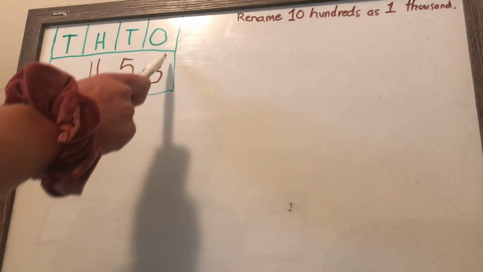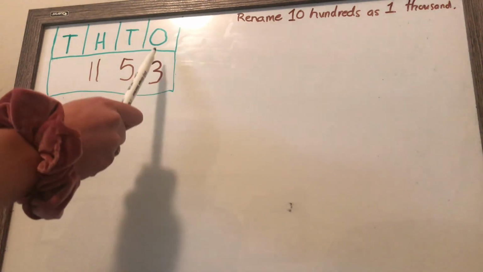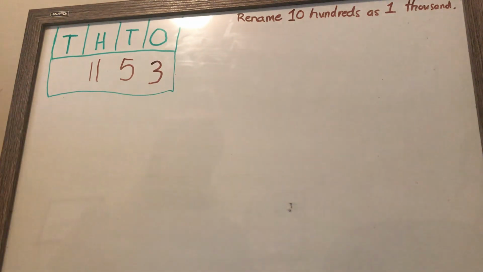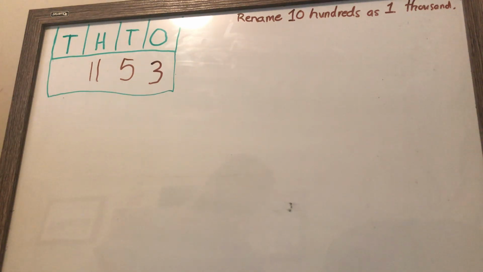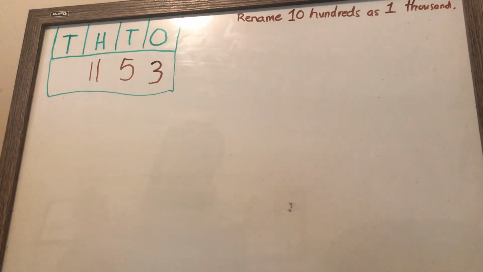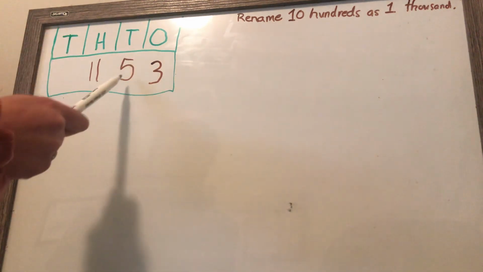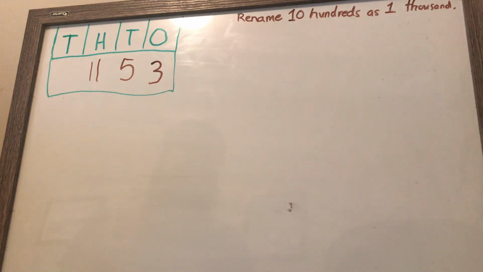Nope. 3 fits right in our one spot because we know that we can have up to 9 ones in our ones place value chart. So 3 is less than 9, so that fits. What is in our tens place value? There are 5, right? 5 tens. Do we need to rename 5 tens? No, again, because we can have up to 9 tens in our tens place value chart, and 5 is less than 9, so 5 fits.